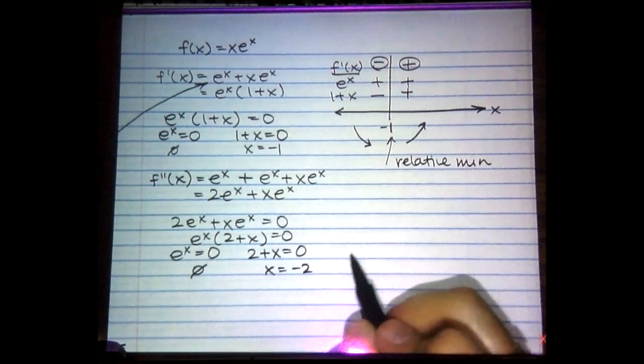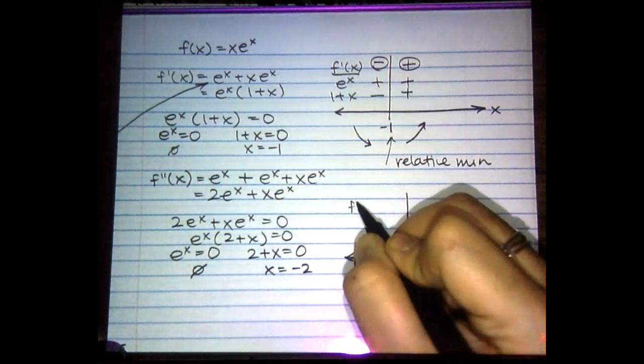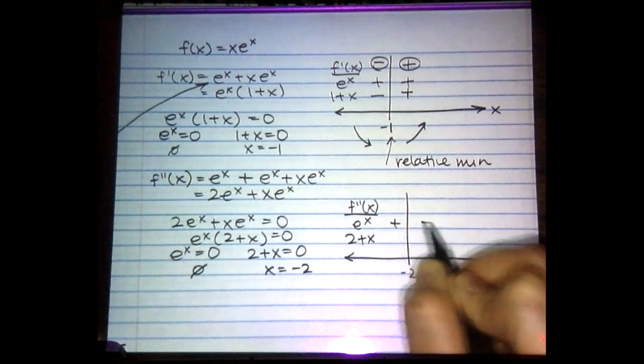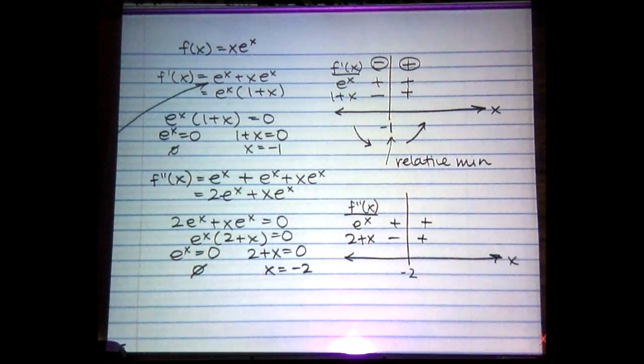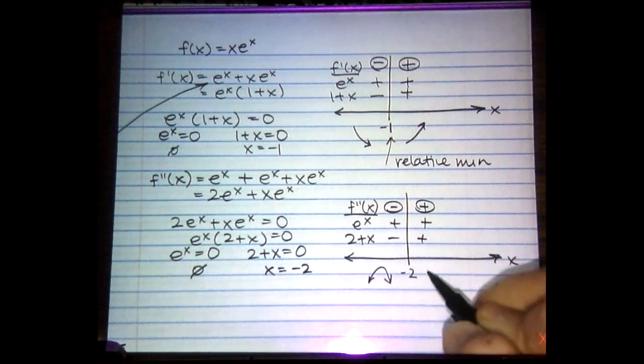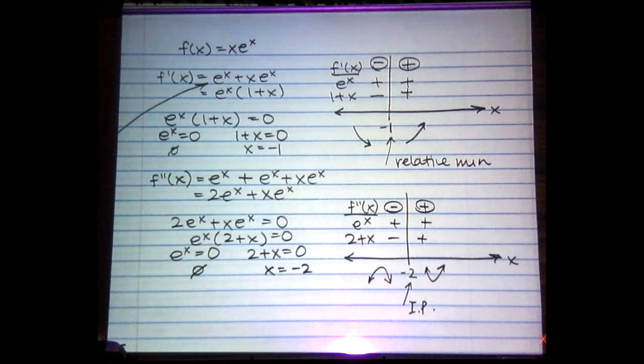Okay, we'll look at the sign chart real quick. All real numbers, blocking it off at -2 this time. f double prime is a product of e to the x, didn't need that, and 2 plus x. And so the second derivative is negative and then positive, which means that f of x will be concave down and then concave up. So we see that inflection point occurring at -2. Okay, but we've already had that idea that we were going to see an inflection point to the left of -1.